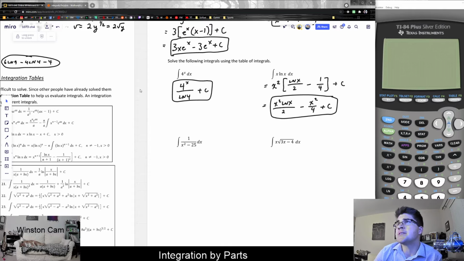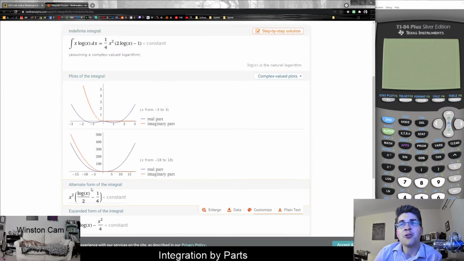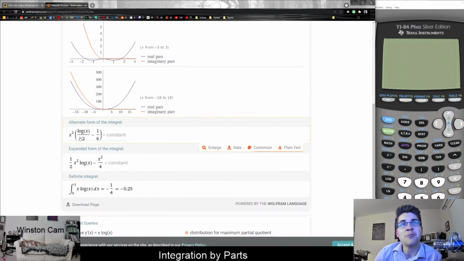But anyways, there'll be a lot of other stuff on Wolfram Alpha that is difficult to understand because it's getting into more advanced mathematics.